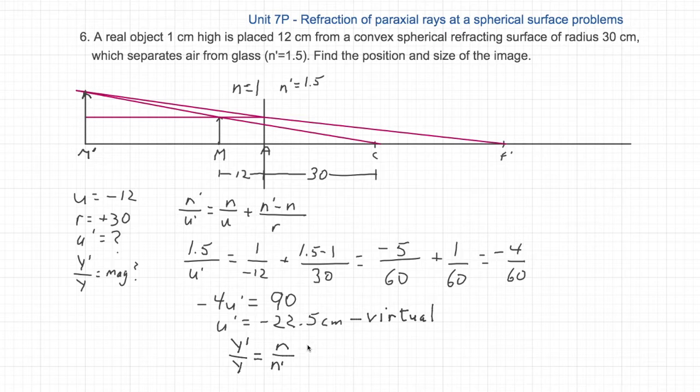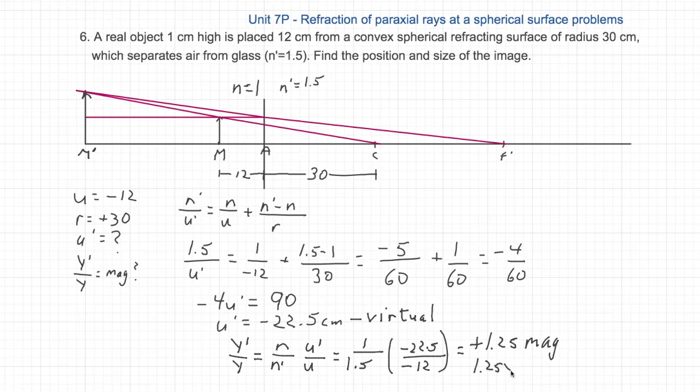Now the formula for magnification is Y prime over Y equals n over n prime, U prime over U. And we plug in and we find it equals 1.25. A positive number means it's erect. We multiply that times the object size, which is 1 centimeter, and we find the image is 1.25 centimeters high.